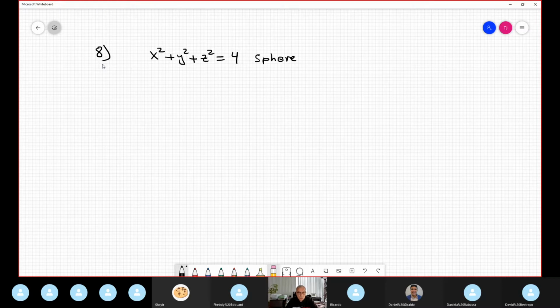Below the cone or the semicone, no? Half of cone is z equal square root of x squared plus y squared. It's a cone. And compute the volume again. Compute volume.